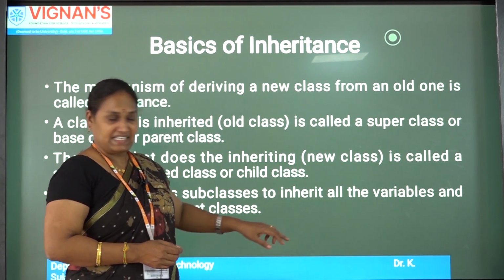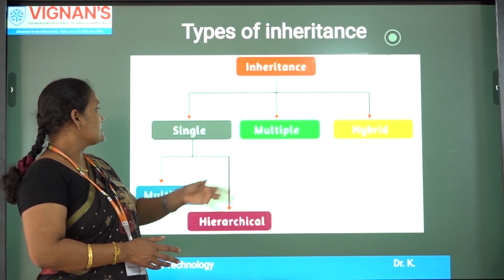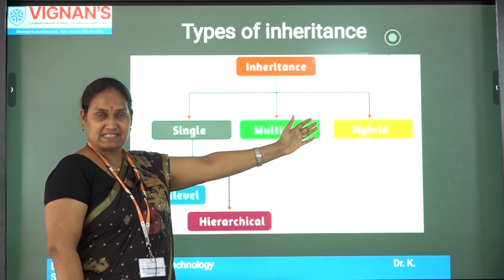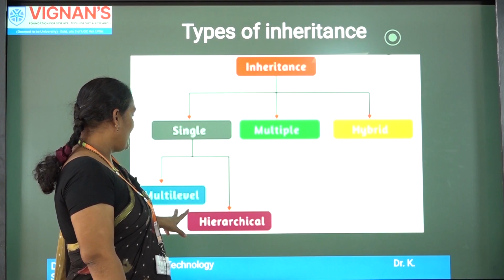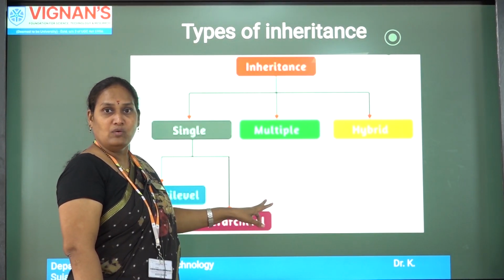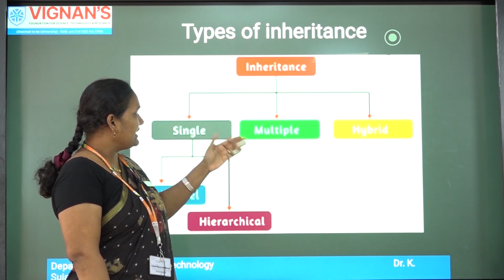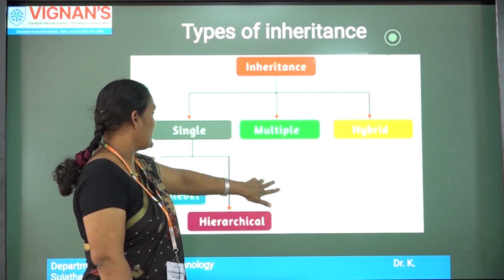Now we will see what the different types of inheritance are. We have single inheritance, multiple inheritance, and hybrid inheritance. Not only these three, we also have multi-level inheritance and hierarchical inheritance. Now we will see each and every type of inheritance one by one with example programs.